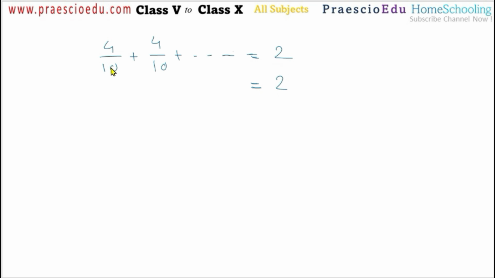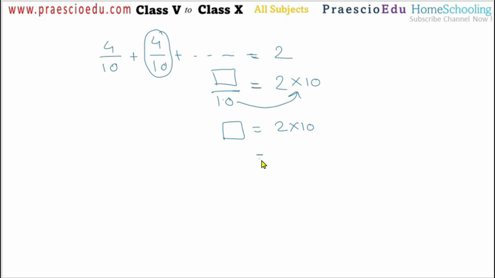Now here all the denominators are the same because we are adding the same number multiple times. So 10 is the same and 4 is the same, which means the denominators are the same, so keep 10 as it is. But how many times this 4 has to be added, we don't know, so we will make it a box, or we can say unknown. Now this unknown is equal to, since 10 is in division, we shift it to the right side, where it becomes a multiple. So 2 multiplied by 10, that is 20.